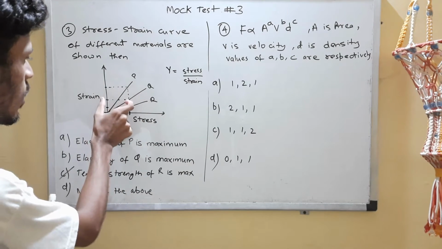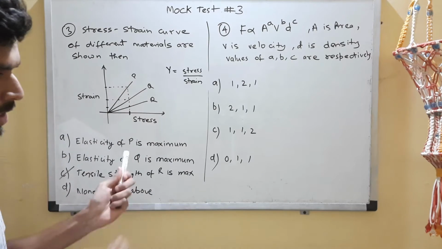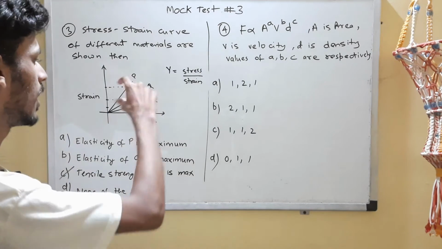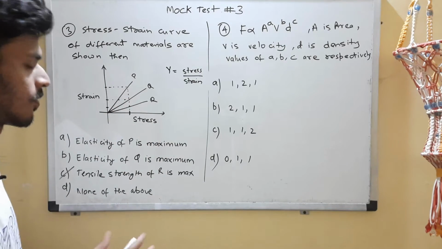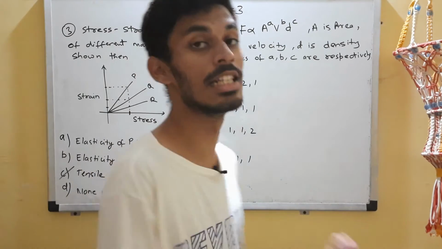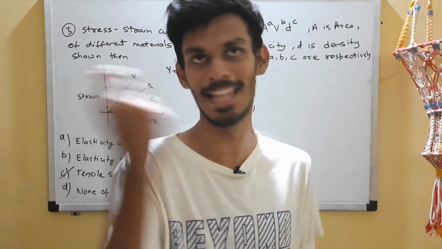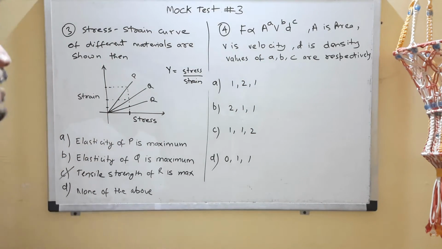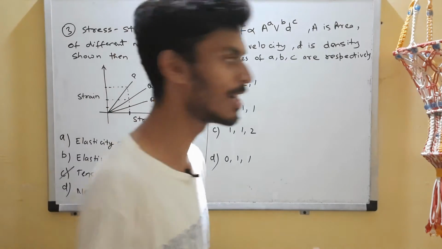For Q also, if you see, the change in dimension is significant. For R, it's very less, comparatively. So for a given stress, the strain is least for R, and hence R has the highest tensile strength. Yes, option C is the correct choice over here.